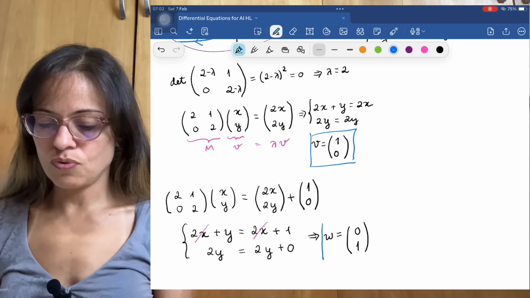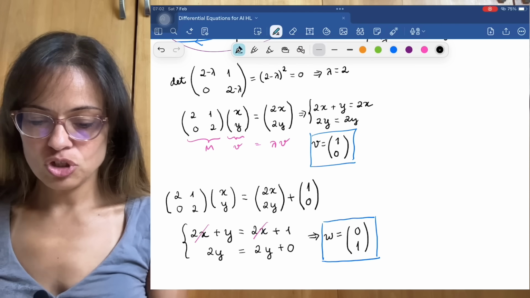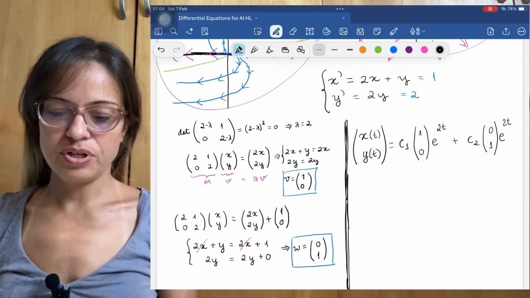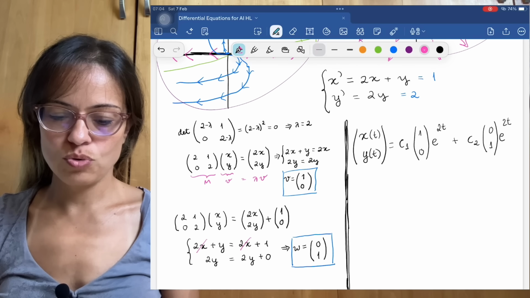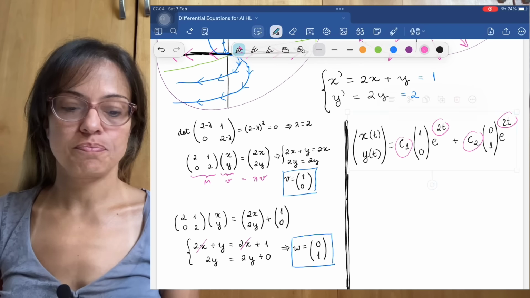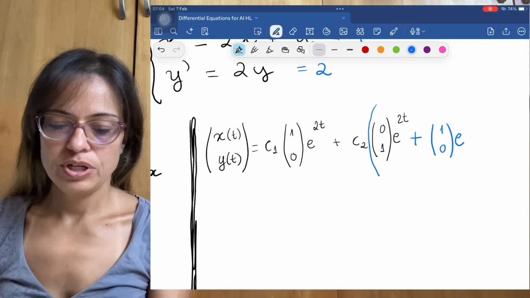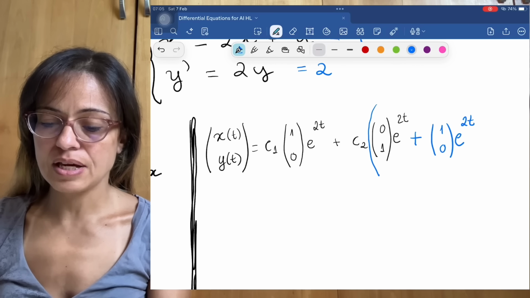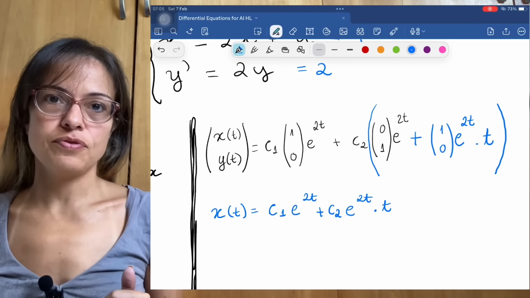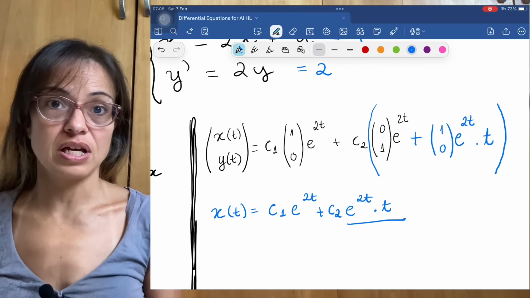So with these two vectors now, I am going to write down my general solution, but it's not going to be exactly how you think it's going to be. This would be the thing that we initially expect, right? Two constants with two vectors and the same eigenvalue. But that is not exactly right. There is a missing term. We need to put the first term again here, and this time multiplied by t. So this gives a slightly different shape to the solution. It's not just an exponential anymore, but it's an exponential times t.